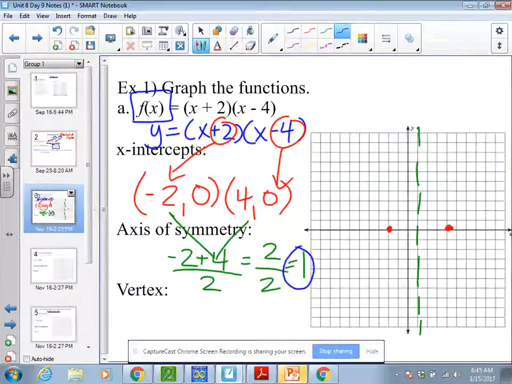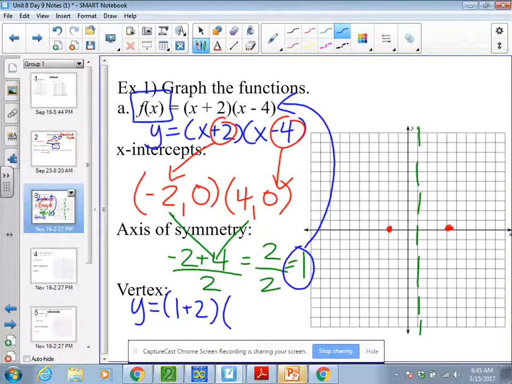And I'm simply going to take this 1 and plug it in all the way up at the top. So I've got y equals (1 plus 2) times (1 minus 4). So we're going to do our parentheses here. This is 3 times negative 3, which is negative 9. So my vertex is at the point (1, negative 9), which will go down here.